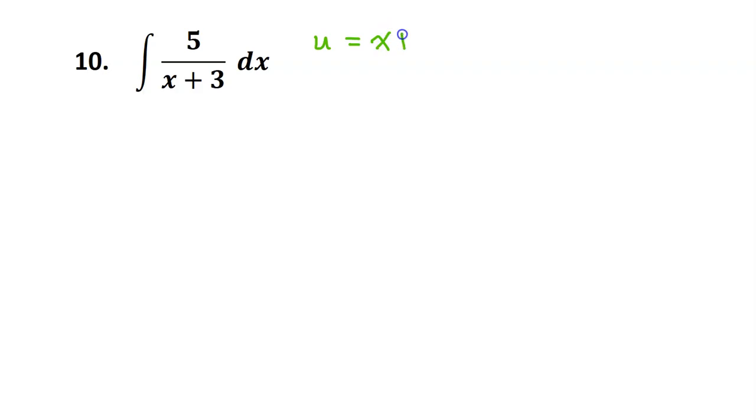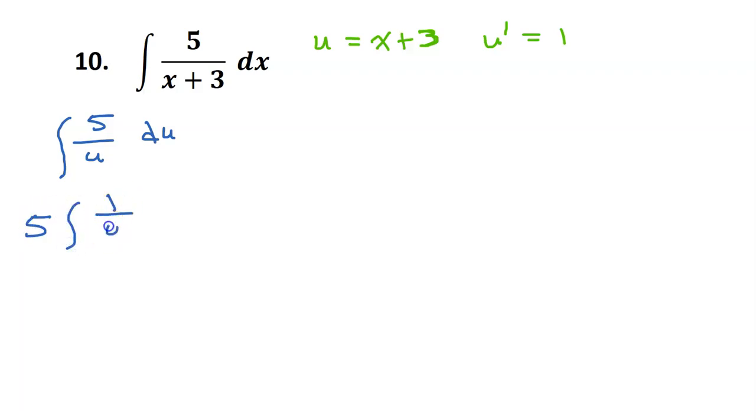U will be the x plus 3, which means that u prime will equal 1. So that would give us the integral of 5 over u. Instead of dx, we will write du over u prime, but u prime is 1, so it's really just du. Let's put the 5 out in the front of the integral. So I have 5 times the integral of 1 over u du.